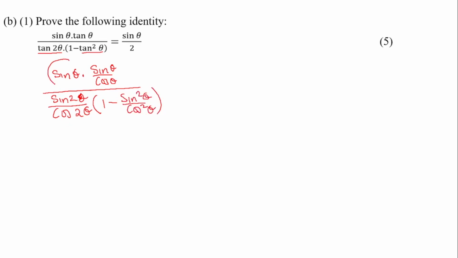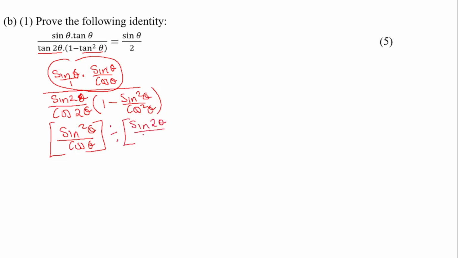If I say this, this will give us what? Sine squared theta over cos theta. This is like over 1. And then sine theta times sine theta, that is sine squared theta over cos theta, isn't it? Right, I prefer writing it like this and then divided by. Okay, if you do this, I think it becomes better. We have sine 2 theta over cos 2 theta, and then 1 minus sine squared theta over cos squared theta, like that.